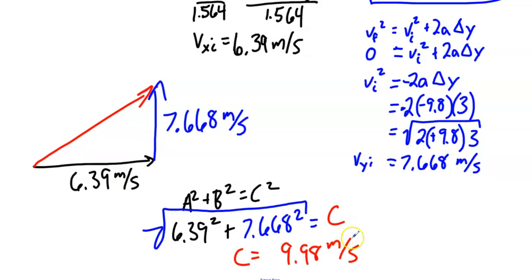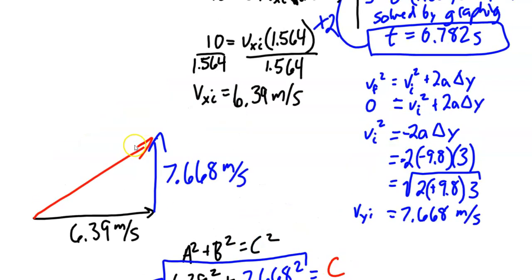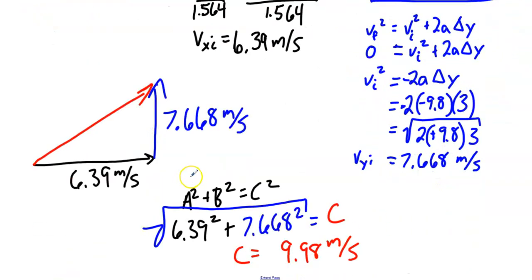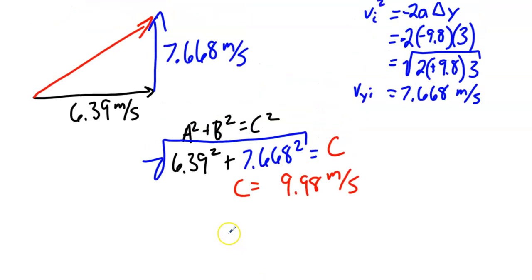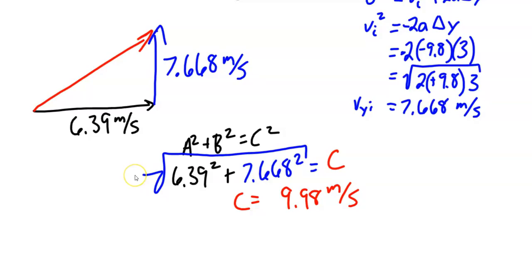I'll be back. All right, so after doing the trig, I got 10 meters per second, give or take a couple hundredths, 9.98. I feel like it was probably intended to be 10. Now, we also need to do a little bit more trigonometry. So let's take that on to get part B. Part B was asking us for the launch angle. So let's go ahead and take care of the launch angle.